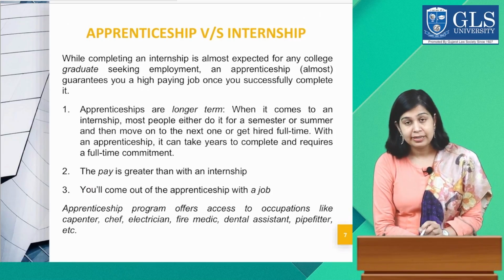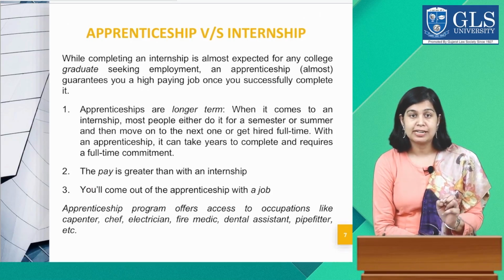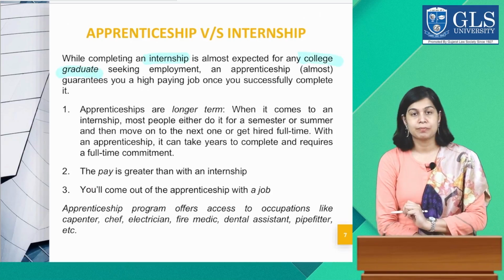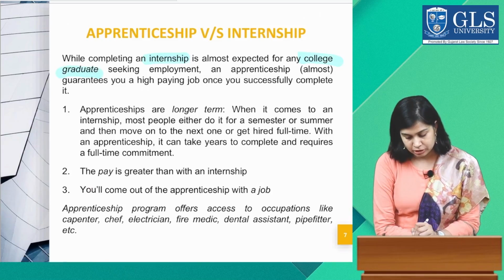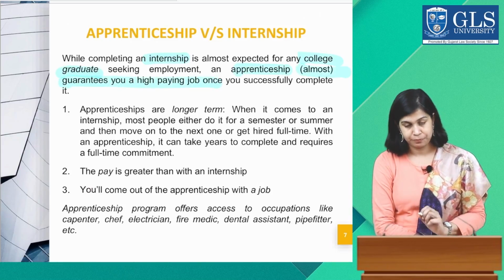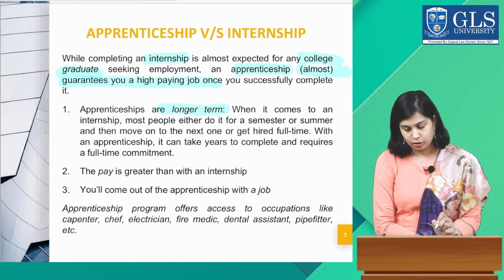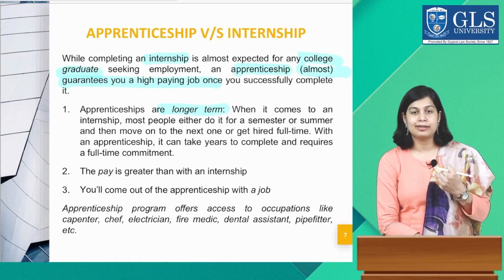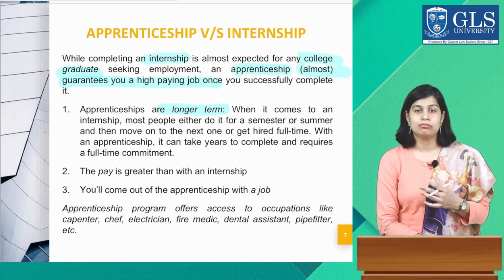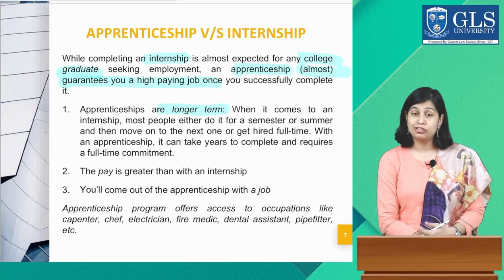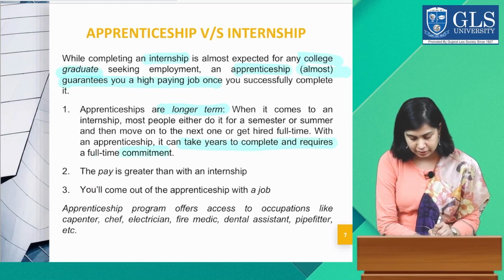While completing an internship is almost expected for college graduates seeking employment, an apprenticeship almost guarantees you a high paying job once you successfully complete it. So it is like a guarantee for a job. Apprenticeship is therefore for a very long period of time. When it comes to an internship, most people either do it for a semester or summer and then move on to the next one or get a full-time hired job. While an apprenticeship can take years to complete and requires a full-time commitment. So it is definitely a longer period of term.